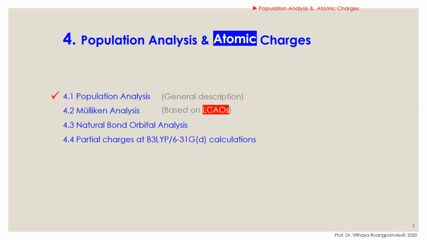The second is the molecular analysis. This is the method based on the LCAOs as the default method. The natural bond orbital analysis is the popular method to compute the partial charges of the atoms in molecules.